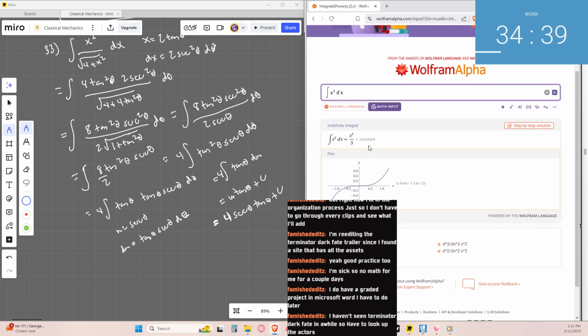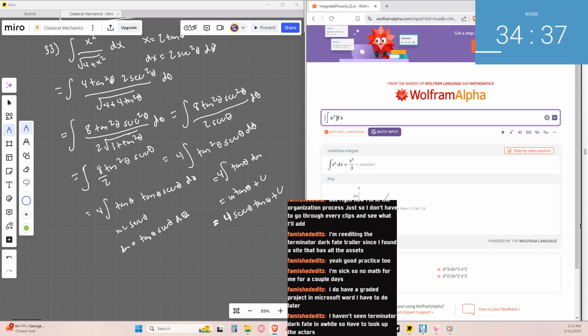Wow, why is Wolfram so... Why isn't it letting me do what I want to do? What do you want me to do? Go into ChatGPT?